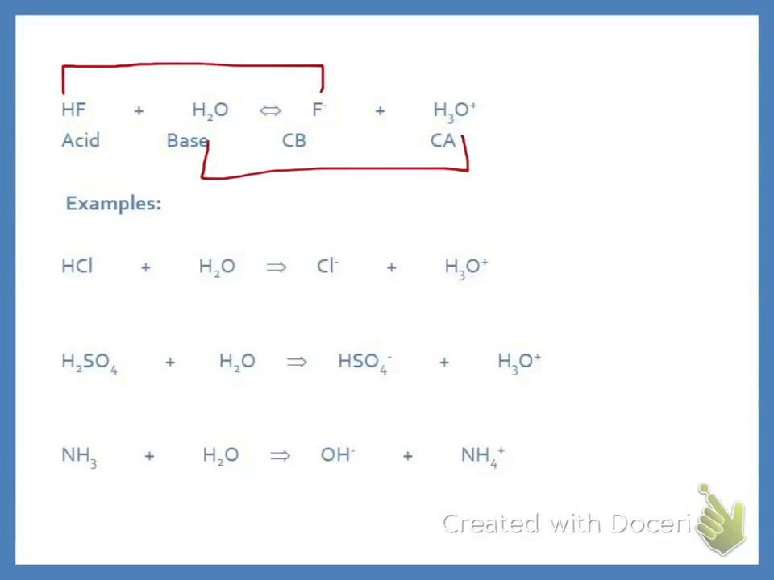So the first side of the equation is where you're going to call them acid and bases. The second side is where you're going to call it conjugate acids or conjugate bases. And you can abbreviate that with CA and CB. Okay?